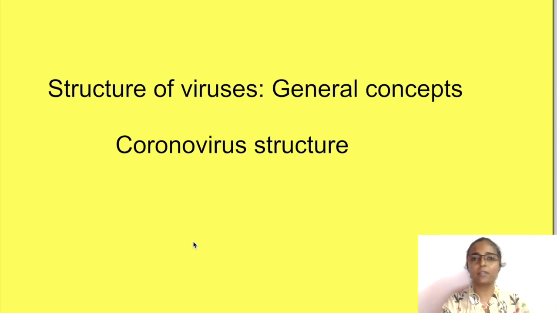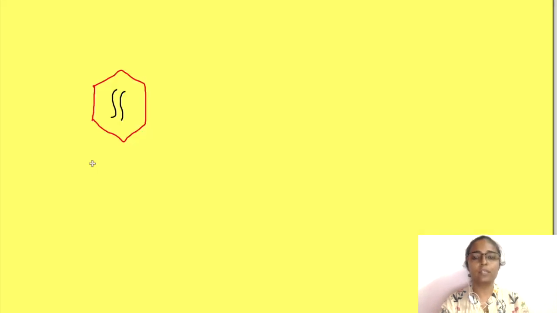Since coronavirus is on everybody's mind right now, let us see the structure of coronavirus. The structure of microorganisms helps us to understand their various properties, like how they survive, how they infect, and also helps us to deduce methods for detecting them and for creating ways to prevent and treat the infections.